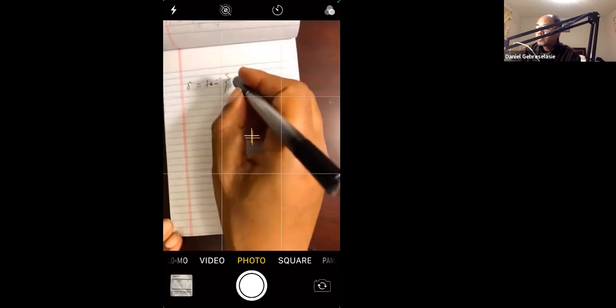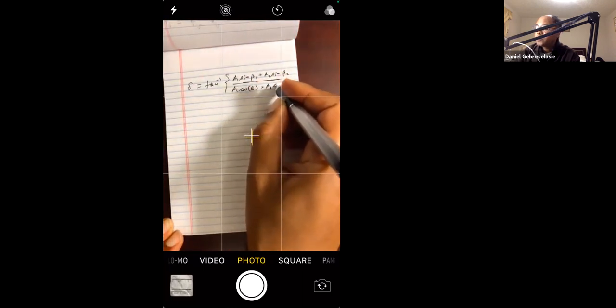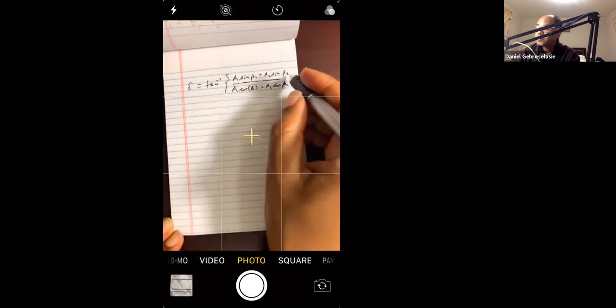This delta equals the tan inverse of A1 sine beta 1 plus A2 sine beta 2 divided by A1 cosine of beta 1 plus A2 cosine of beta 2. You see that? We have a formula for the phase shift too. Okay?